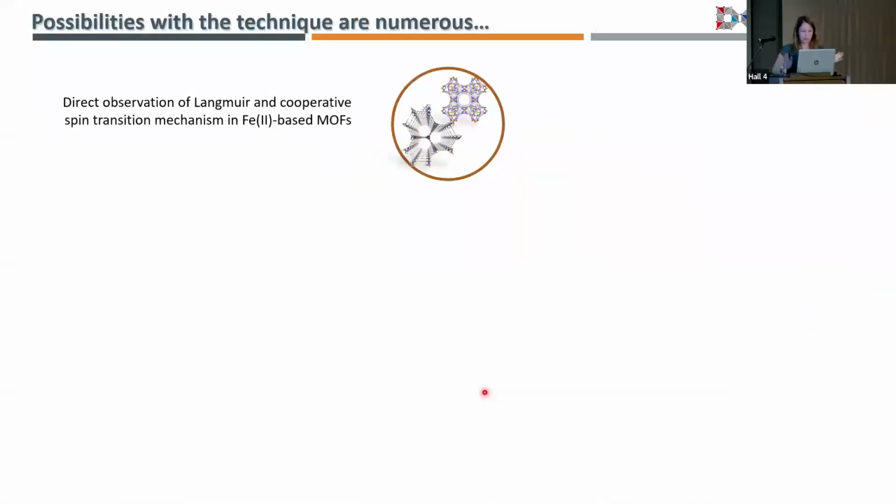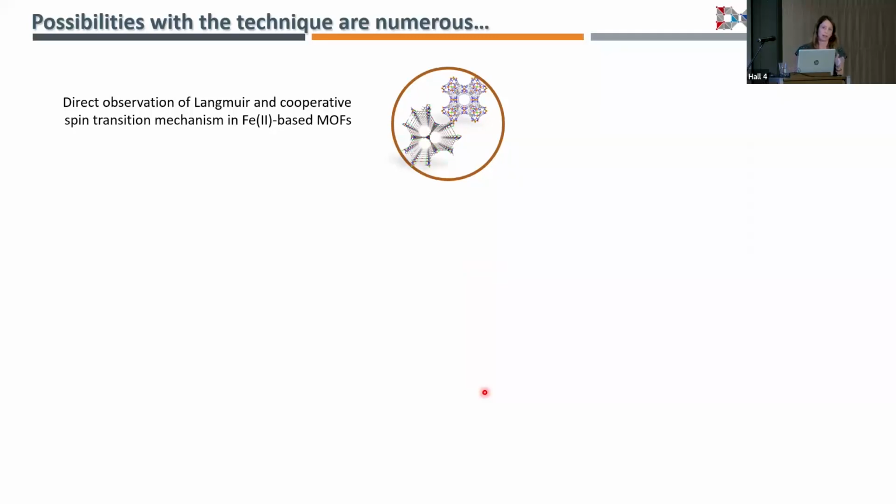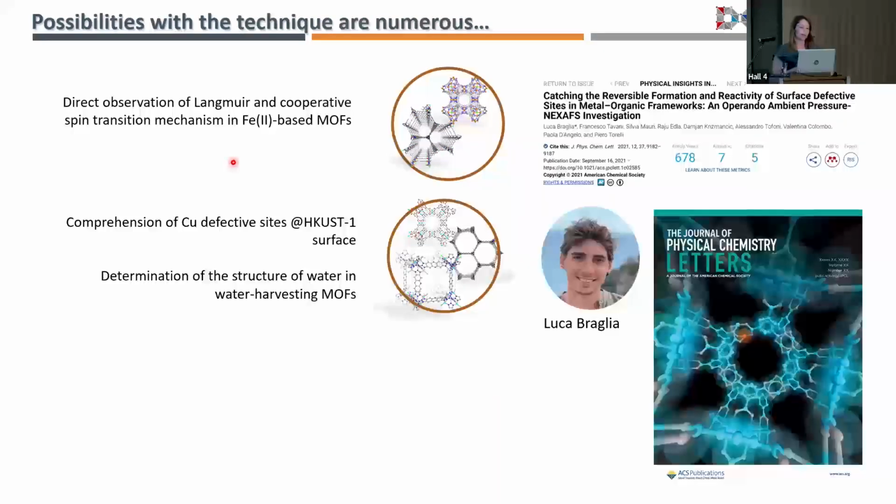And this is the group. So we have performed several experiments in the last 1.5 years. And I will show you only the one related to the direct observation of Langmuir and cooperative adsorption of CO through a spin transition mechanism on iron-2-based MOFs. Luca has the talk in this session, and he will explain the story behind this Journal of Physical Chemistry Letters paper, in which we were able to understand a few defective sites on the HKUST-1 surface.